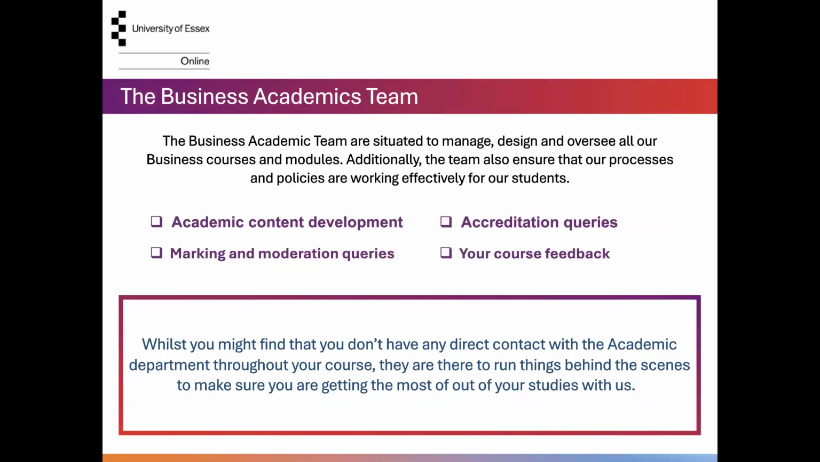Now an introduction to our business academics team. The team is situated to manage, design, and oversee all business courses and modules. Additionally, the team also ensure that our processes and policies are working effectively for our students. Whilst you might find that you don't have any direct contact with the academic department, they work to make sure you're getting the most out of your studies with us.